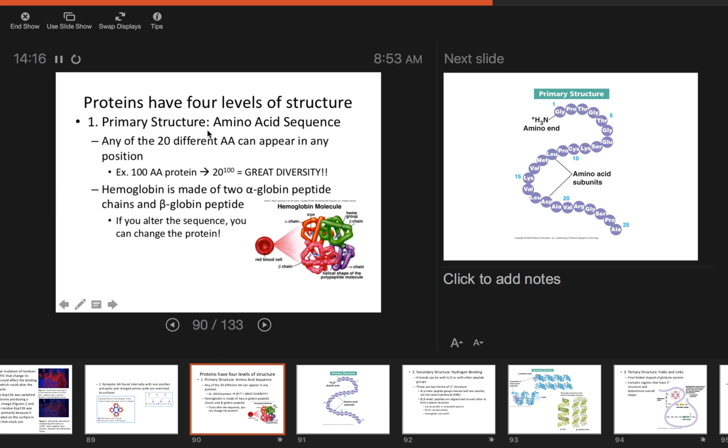So the first level is called primary structure. My bad. So primary structure is just amino acid sequence. What's the sequence of the amino acids?